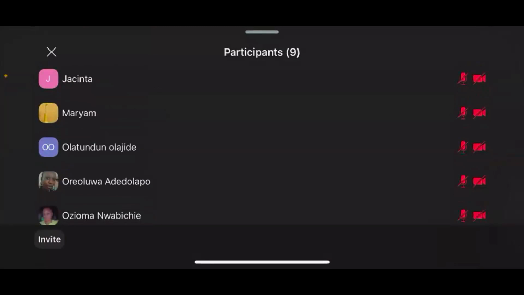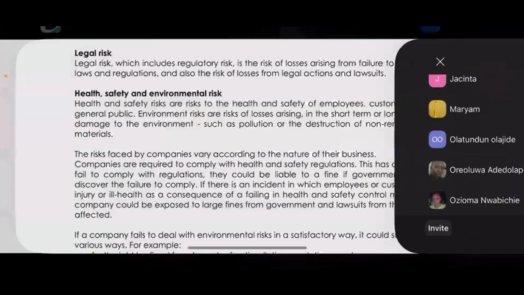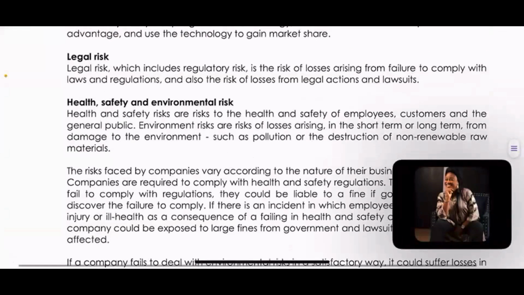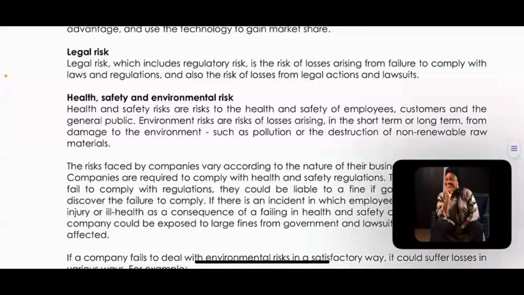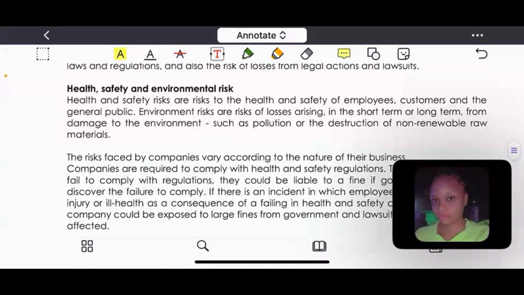okay, so I can see Ozioma. Good morning. How are you doing this morning? I'm fine. Good morning, ma'am. Okay. So let's have it.